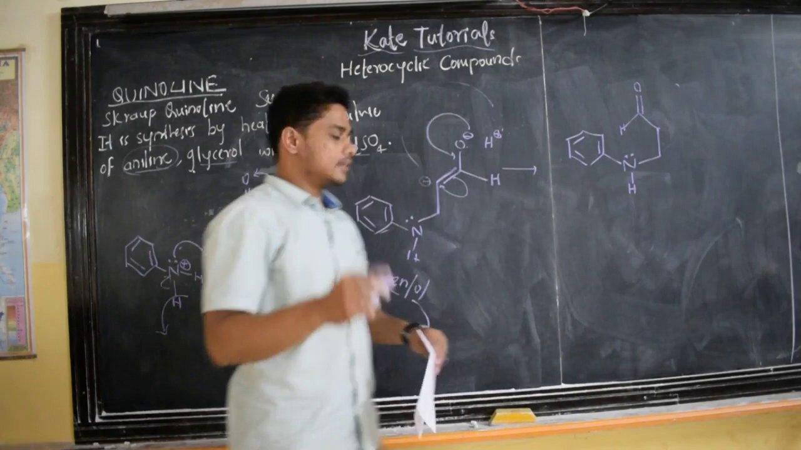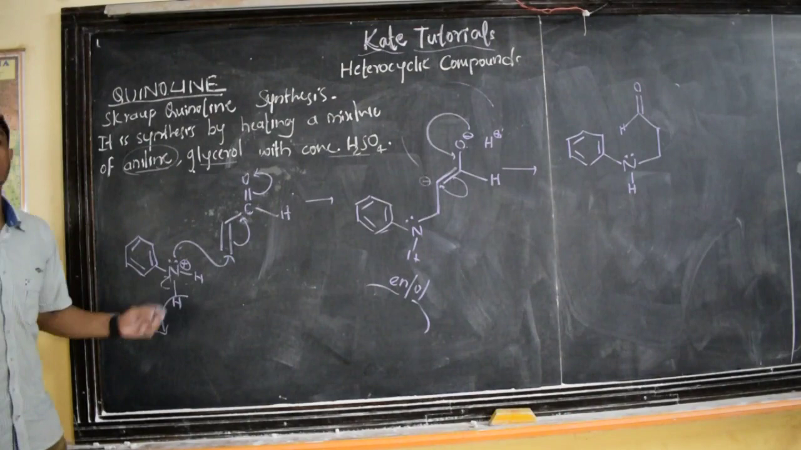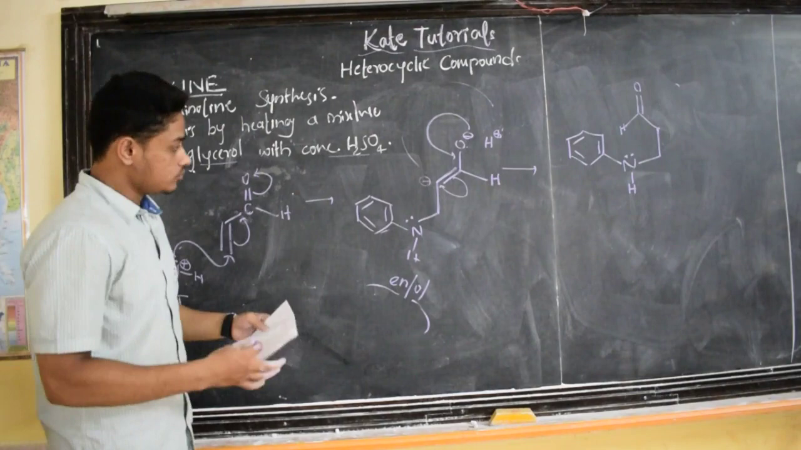Because of giving this lone pair of electron, it got positive charge. To eliminate that positive charge, it removes that proton out. So this step is right. Till this we are correct.